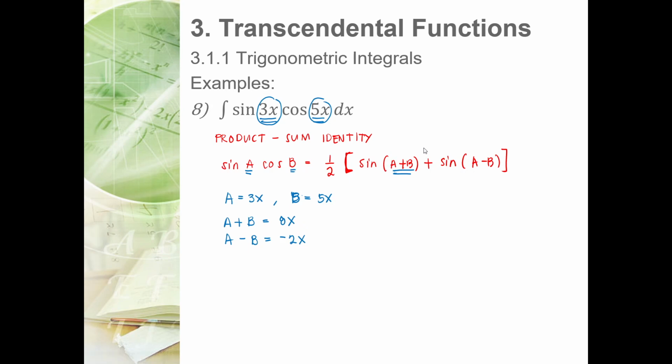Next, we're now going to replace it with the counterpart, the product to sum identity. This is going to be 1/2, so you can immediately take out 1/2 outside. Then you're going to have sine 8x plus sine negative 2x.